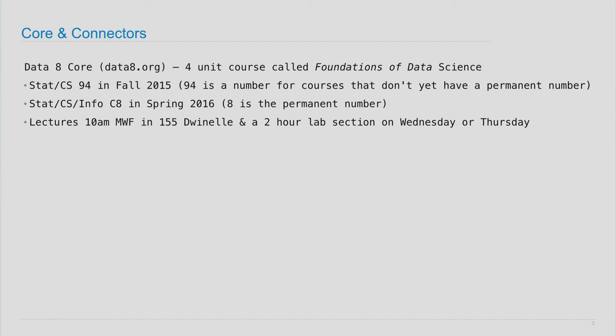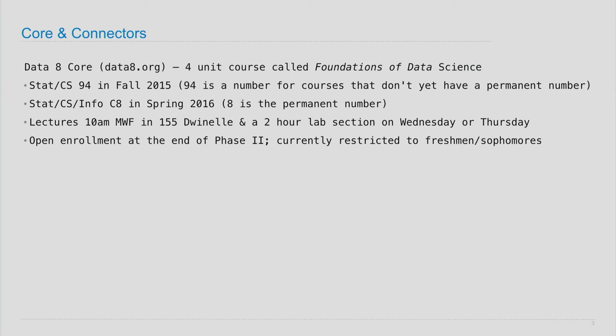The lectures are held at 10 AM, Monday, Wednesday, Friday, in 155 Dwinell. There's also a two-hour lab section, which is kind of a melding of discussion, where one of the GSIs will tell you her or his take on what's going on in the class, and then also a practical period where you're sitting in front of the computer with a partner trying to solve problems or explore some data sets. So that's why it's called a lab.